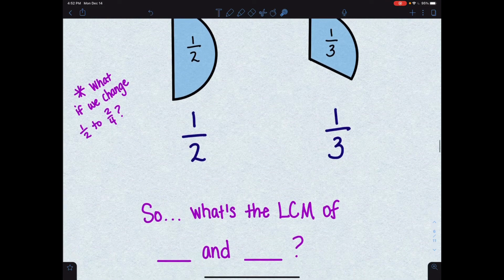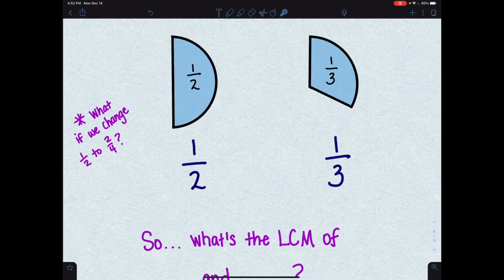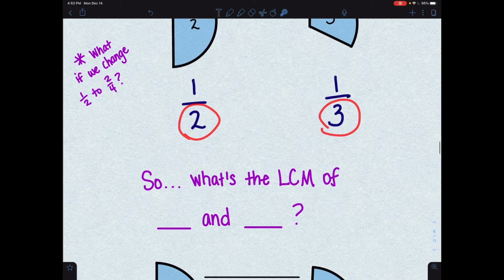So here we go. Renaming. The other thing to point out is that a lot of times what you did last time is you renamed something like 1/2 and you changed it to 2/4. But if you do that, look, it still doesn't help because you still have a 4 and a 3. So we can't just do that. What we're going to have to do is look closely at both of these denominators and then find the least common multiple of the denominators. So what is the least common multiple of 2 and 3?